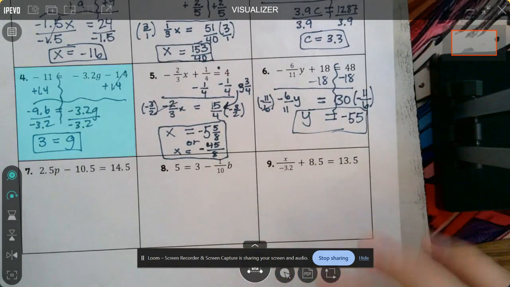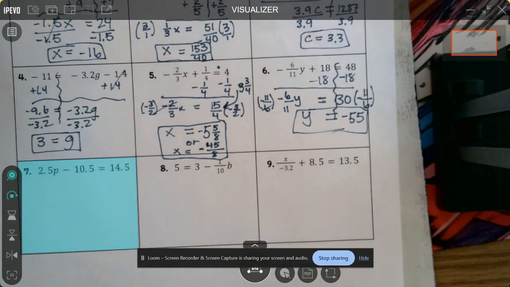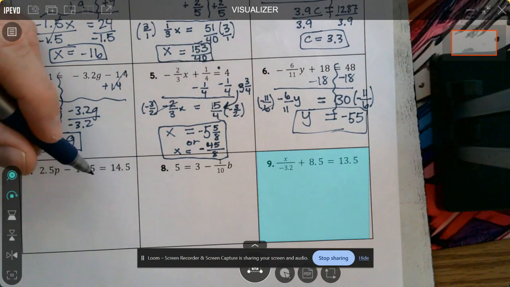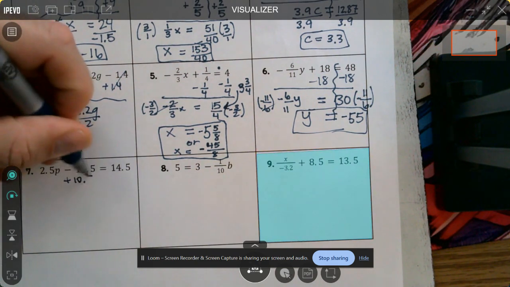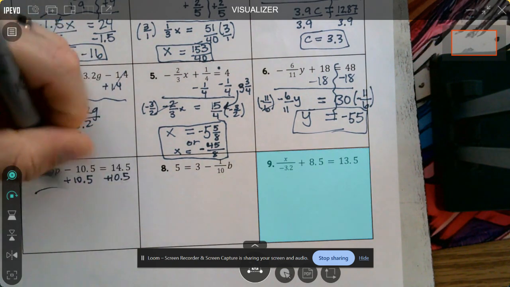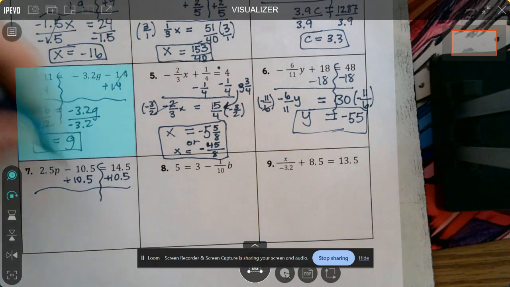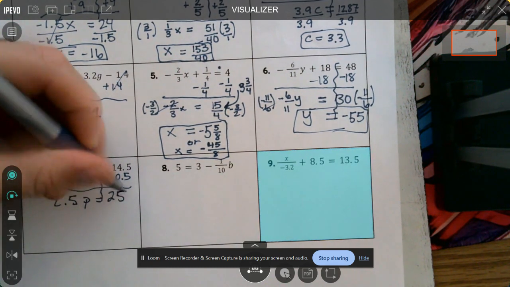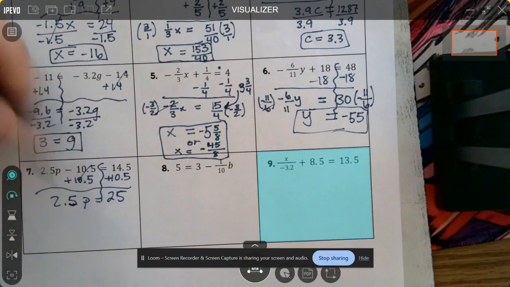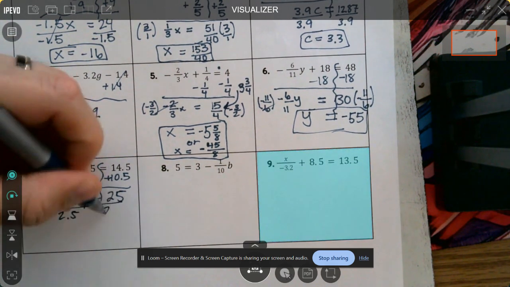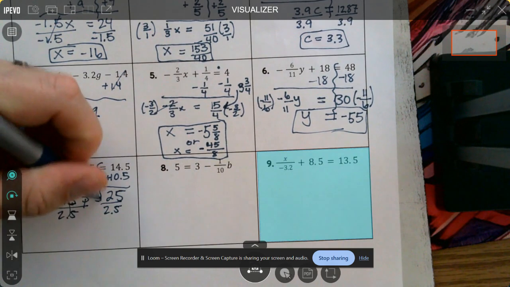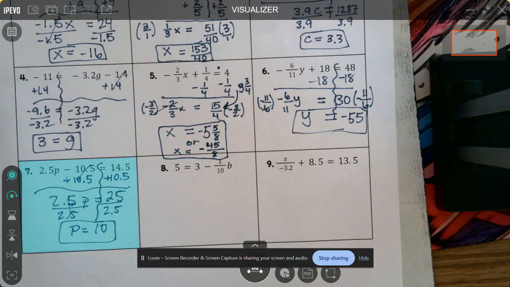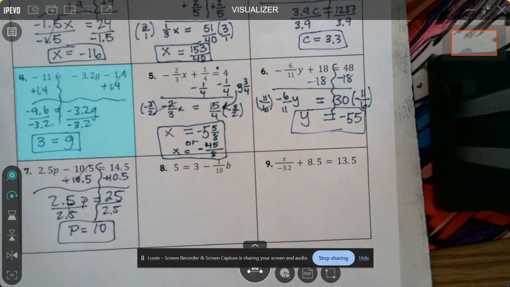Last 3 problems. Number 7. We have 2.5p minus 10.5 equals 14.5. We're going to add 10.5 to both sides. Make sure you draw your ocean. You get 2.5p equals 25. How do we get rid of multiplication? You should know it by now. Divide both sides by 2.5. And you get p equals 10. Not too bad. All right, pause the video and try number 8.